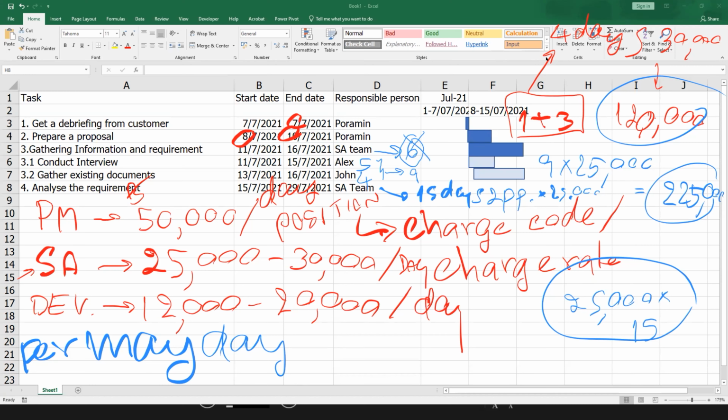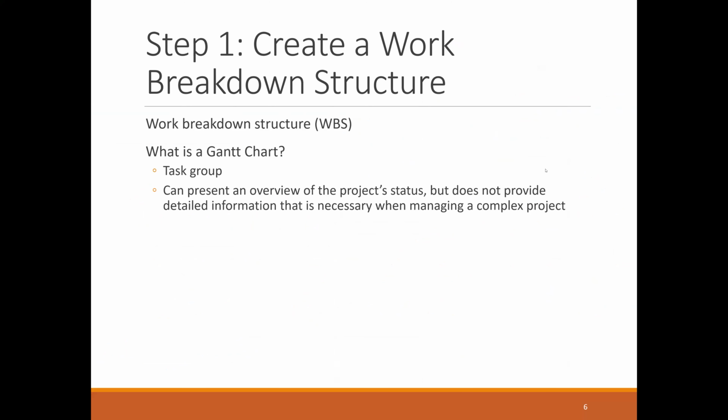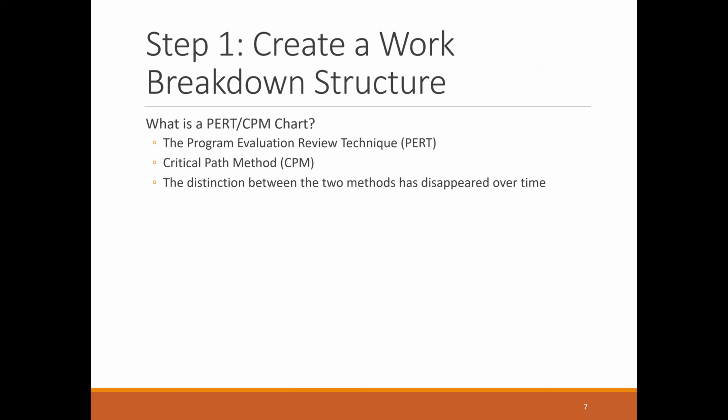After we have this, when we know the work breakdown structure already, the next thing, apart from the Gantt chart, is that we will learn about the PERT/CPM chart. This is the same chart, PERT/CPM, or PERT CPM chart. Somebody may call it a PERT diagram. PERT stands for Program Evaluation Review Technique, while CPM is Critical Path Method.